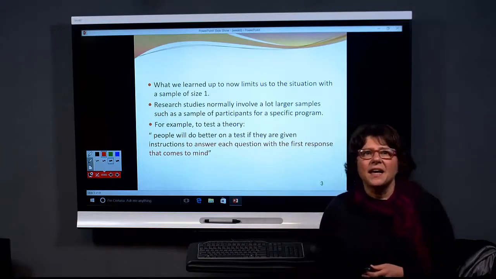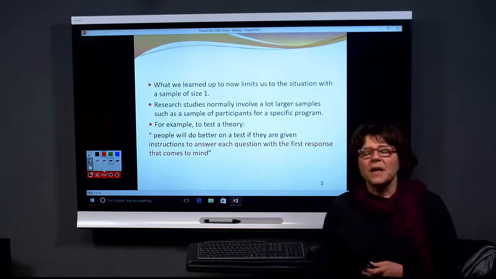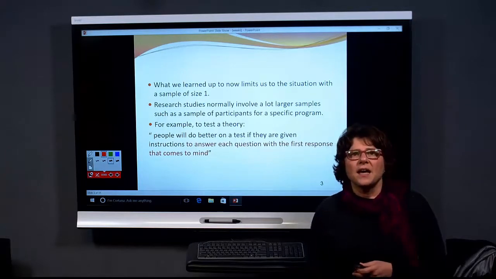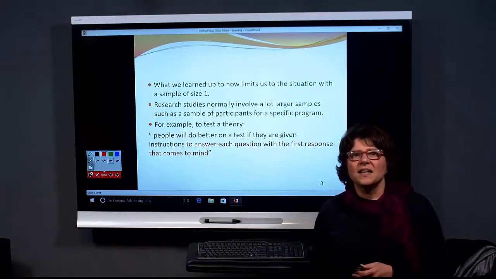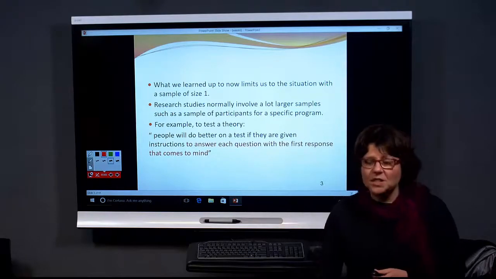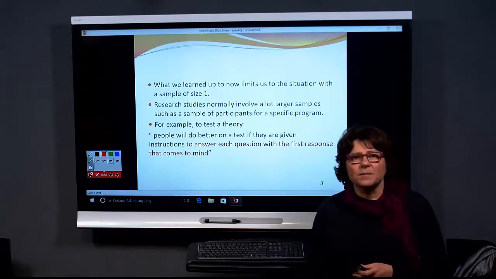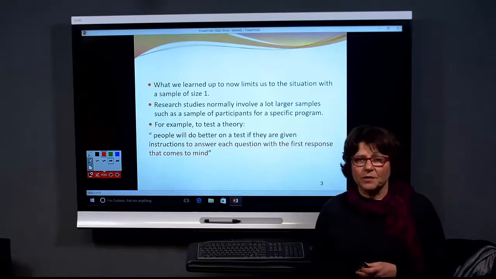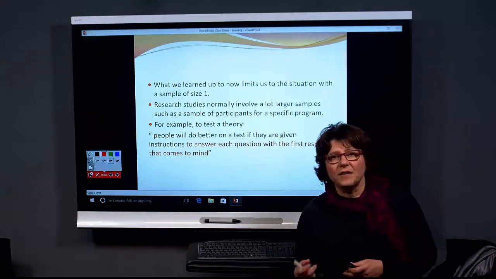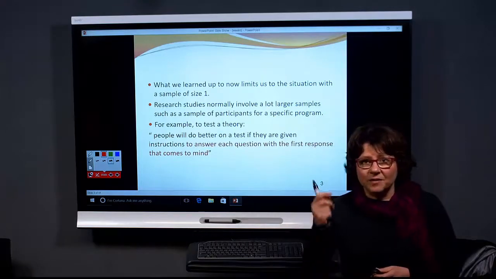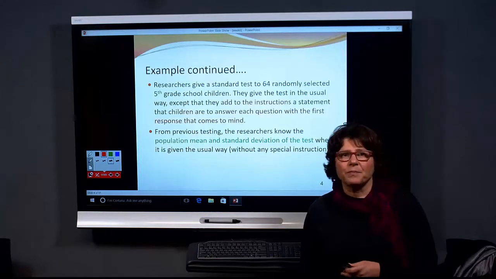For example, if we want to test whether people will do better on a test when they are given instructions to answer each question with the first response that comes to their mind. All right, so that's the hypothesis. We say people do better if they give the answer for the first thing that comes to their mind.